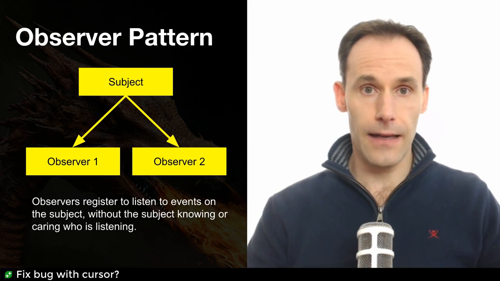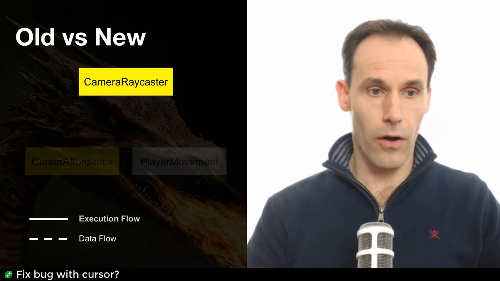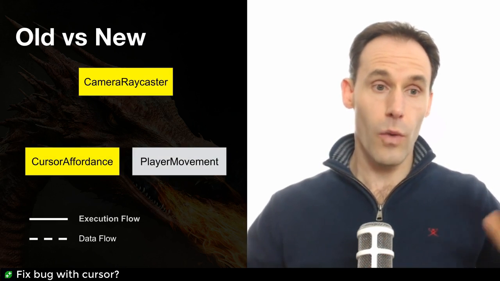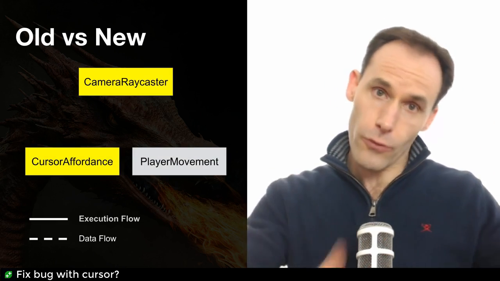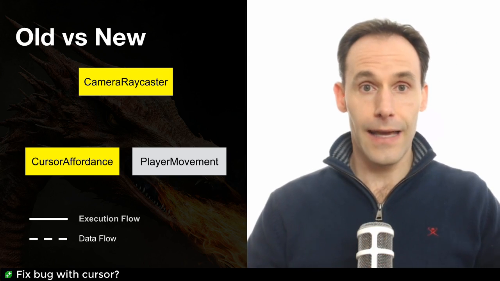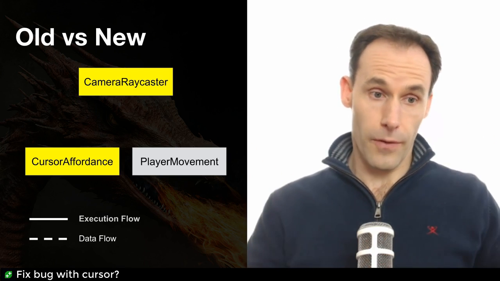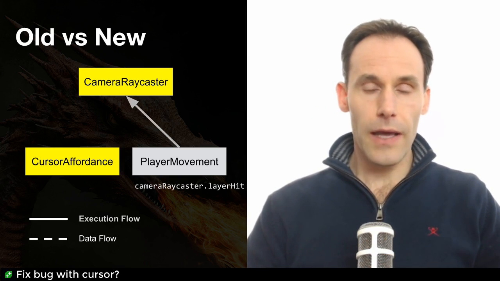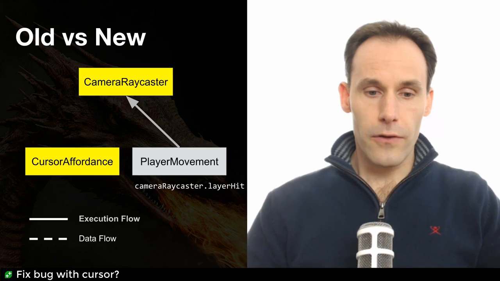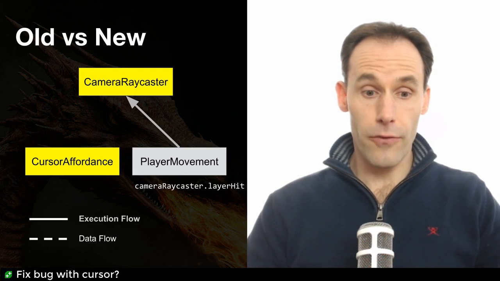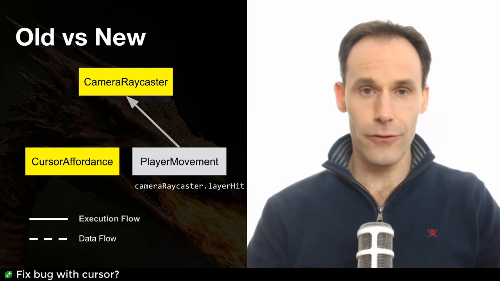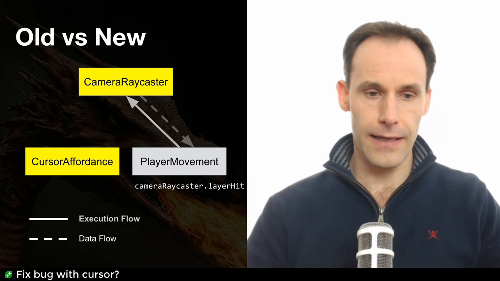So let's take that a little bit into the concrete with our camera raycaster. And let's look at the old way of doing things versus the new way. And we're going to end up doing both, actually. But the yellow stuff on the left-hand side of this diagram is the new observer pattern. So let's firstly talk about what's happening in player movement. Player movement is asking camera raycaster through the getter, camera raycaster.layerHit. Remember we wrote that getter. It's saying to the camera raycaster, what layer hit do you have at the moment? What's the current value of layer hit?